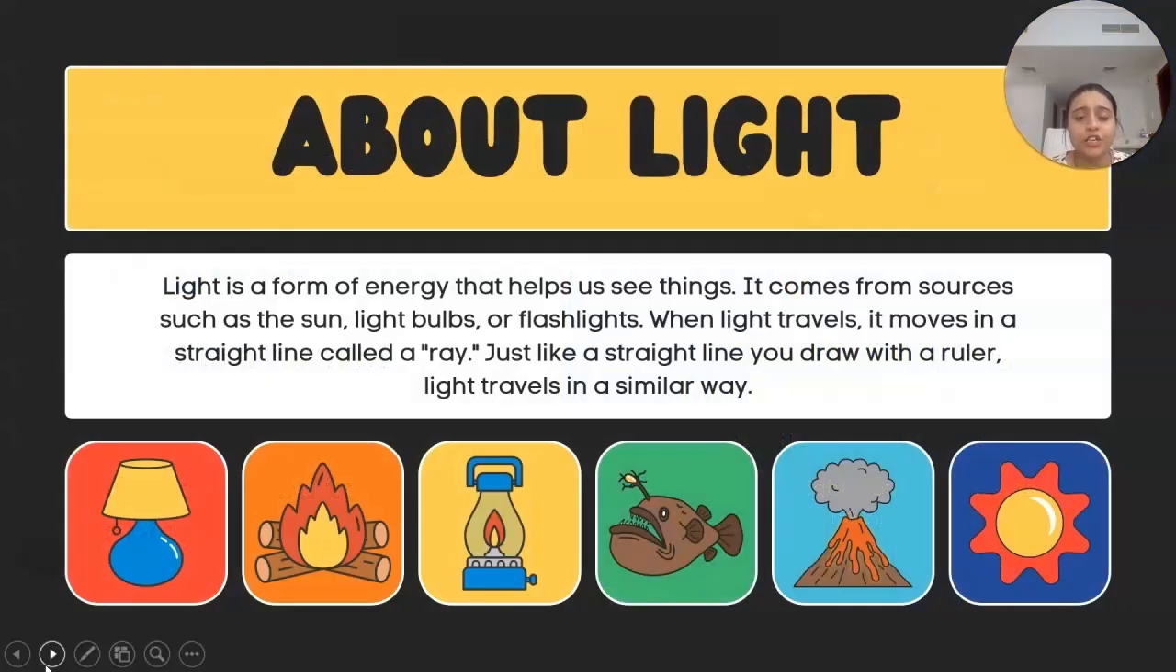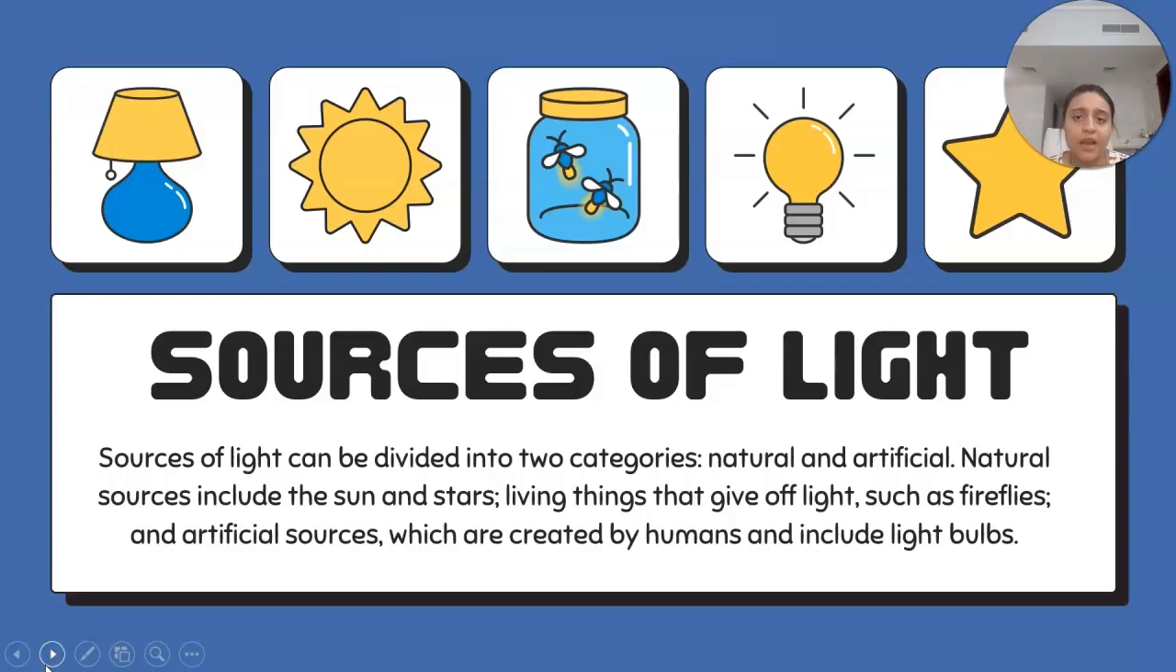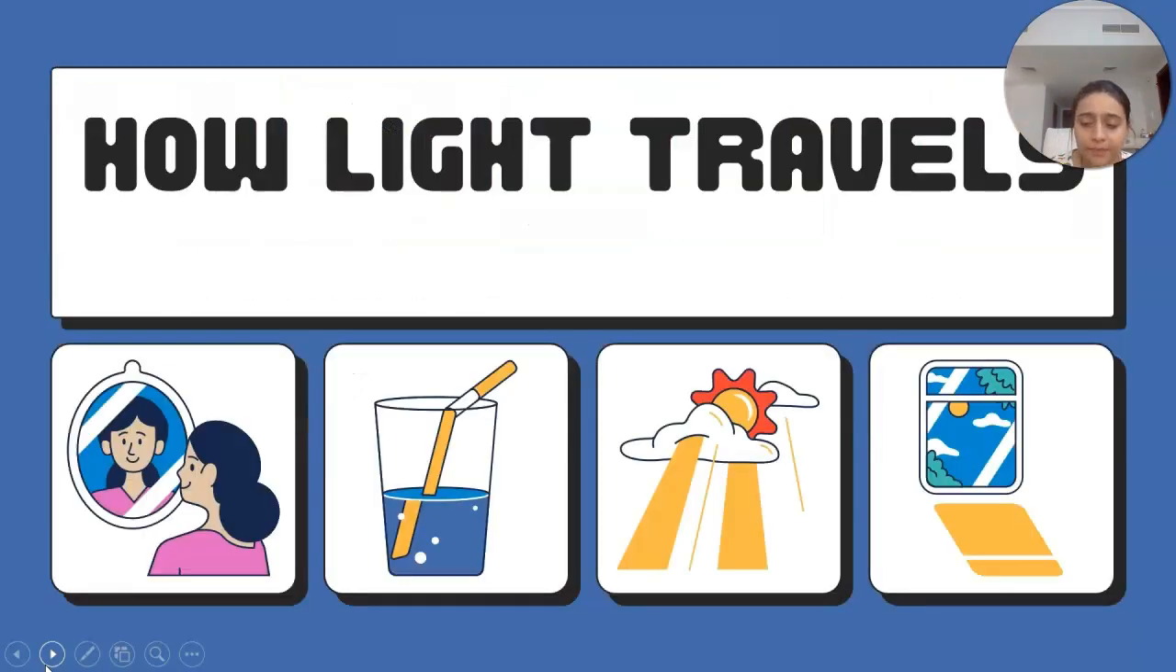Light is a form of energy that helps us to see things. It comes from various sources. We have already learned about them: the natural and the man-made sources, or you can say the artificial sources of light. So we all know the very natural source of light is the sun. Yes, the universal source of light. And various artificial sources of light are like tube light, bulb, and lamps. So all these are the sources of light.